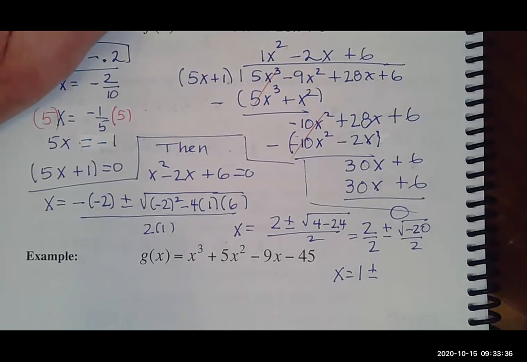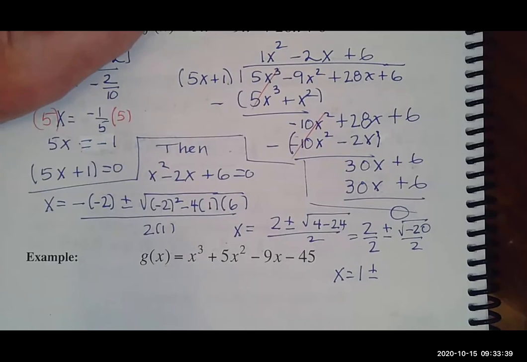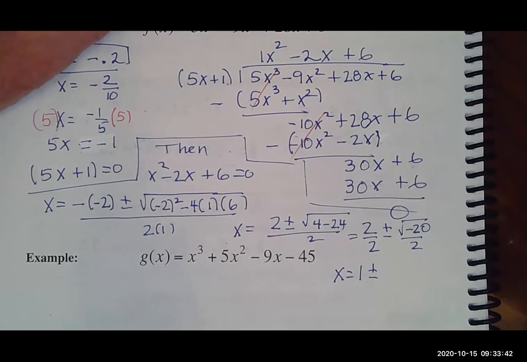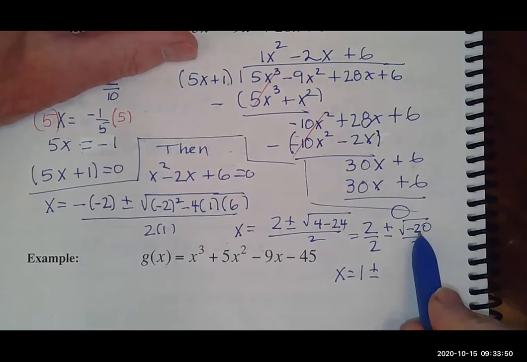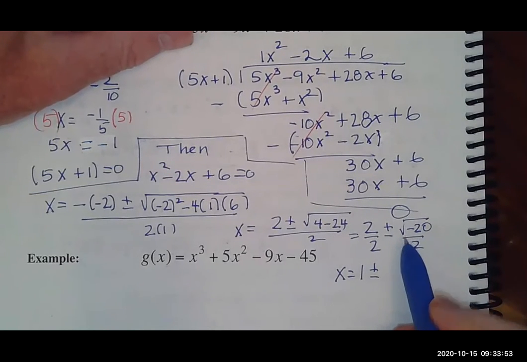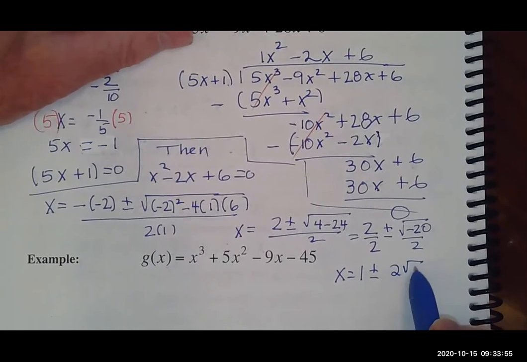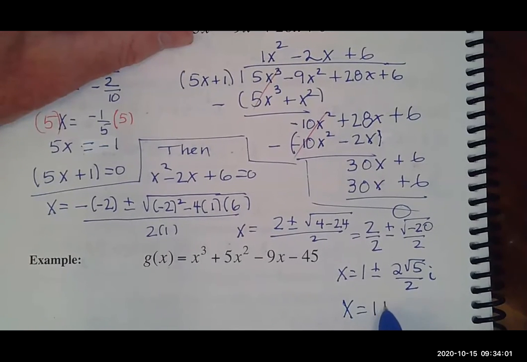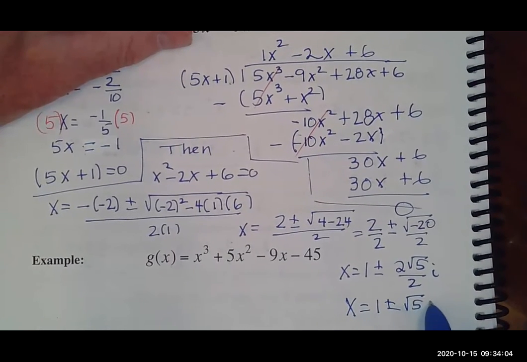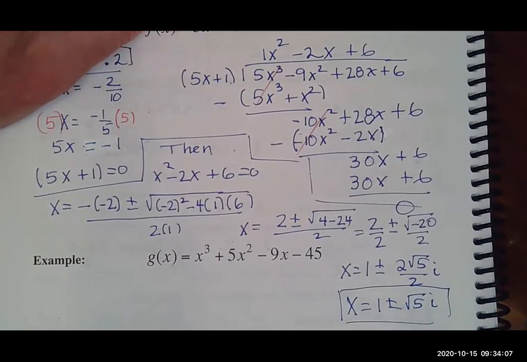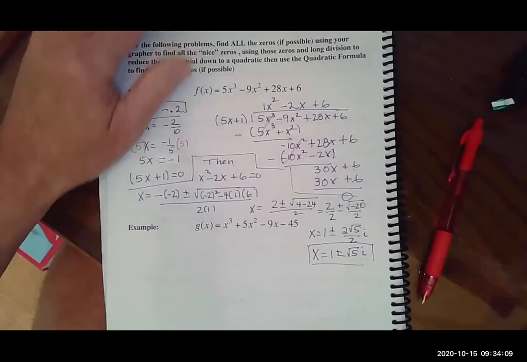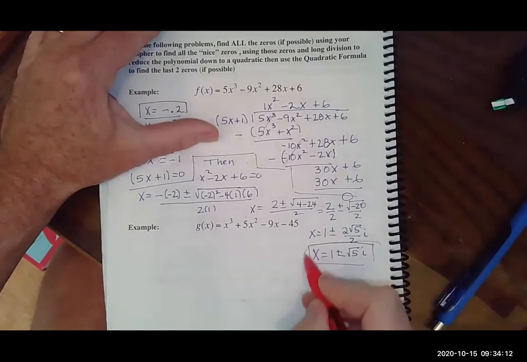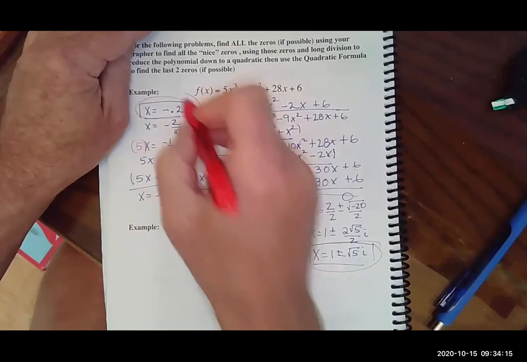For your test, I get the answers from a test bank. The author's answers could have the i in front. You just have to kind of recognize that. And 20 has a perfect square. That's 4 times 5. So it'll be 2 root 5 all over 2 with an i. So finally, x equals 1 plus or minus square root of 5 i. And there's your other 2 answers. So answers 2, answers 1, there's your 3 answers.